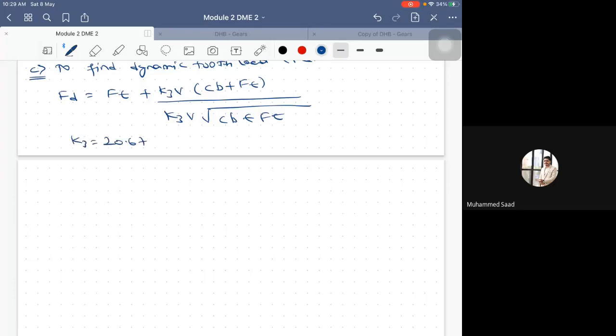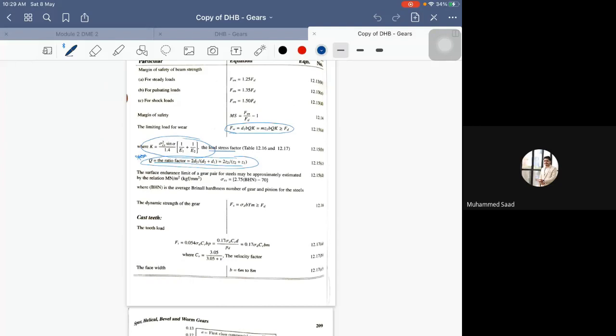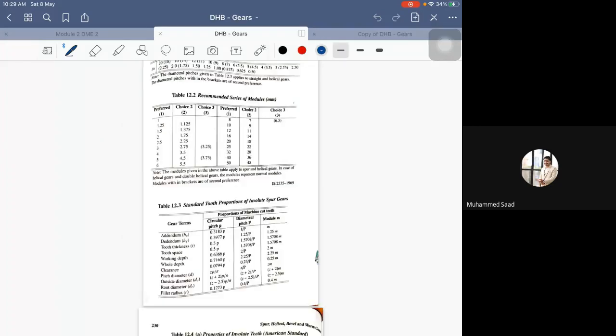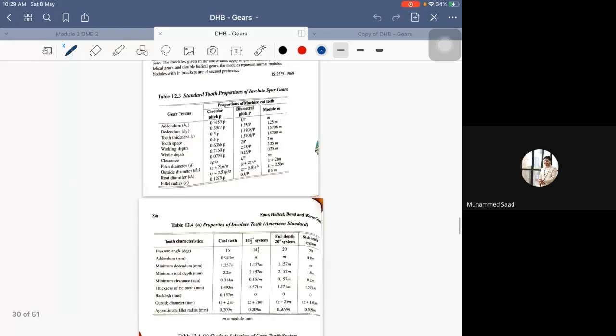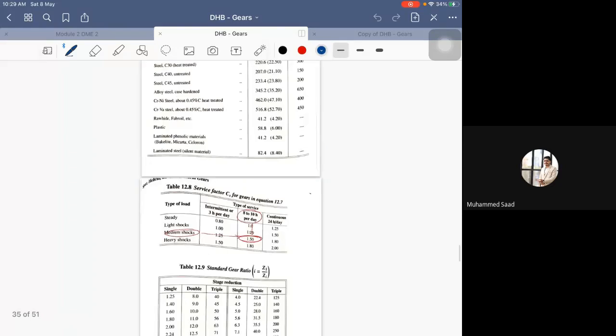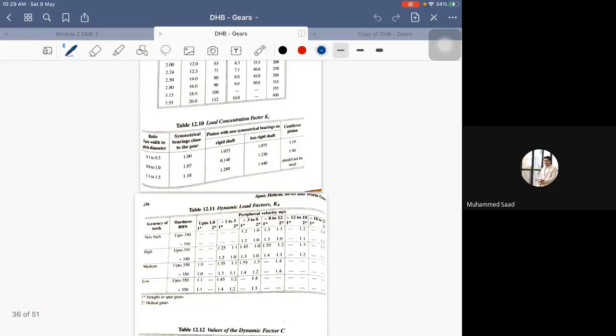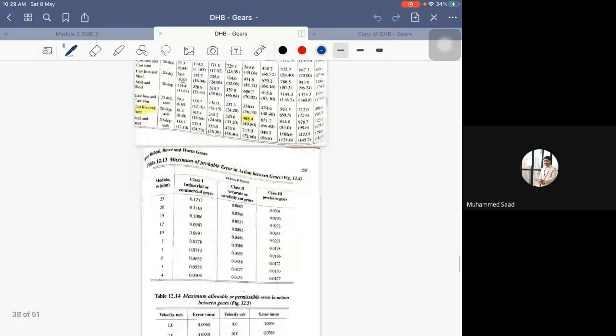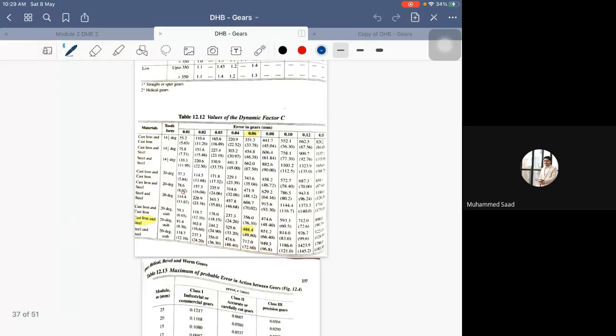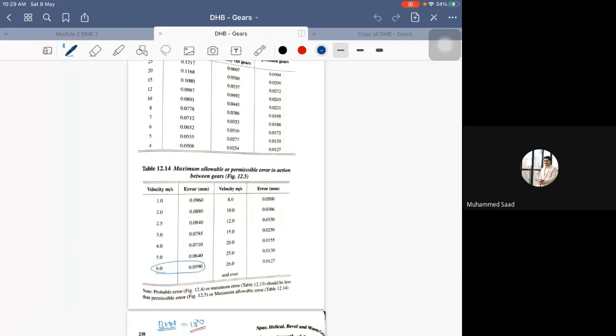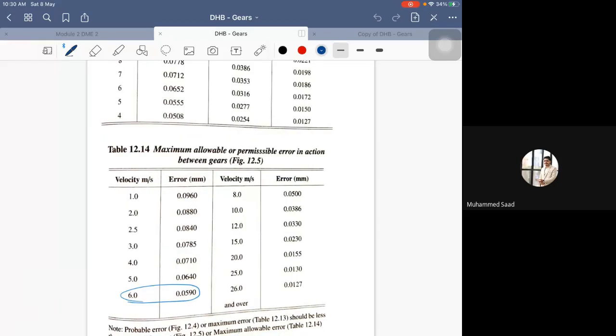It would be the same. Next, I want the value of C, guys. Now it's a task for you. You want the value of C. For that, how do we do it? You have to go for the table. What was the table number? Forgot. Here it is. Okay, so you cannot calculate directly the value of C. You have to calculate the value of V first. So from V, you have to take up the error.